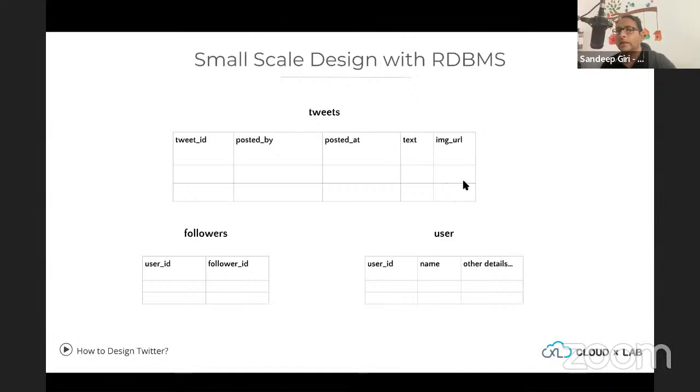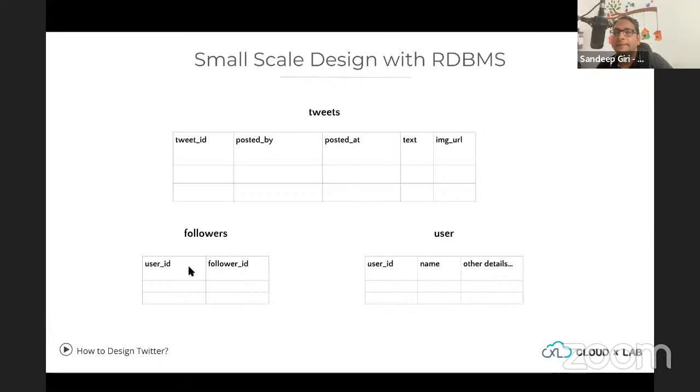Like if you take a look at any of the images on the internet, you'll find that that image is hosted on some CDN. There are many kinds of CDNs, like Google has their CDN, Amazon provides you S3, and Cloudflare provides you CDN. Okay. And then we're going to have a table called followers.